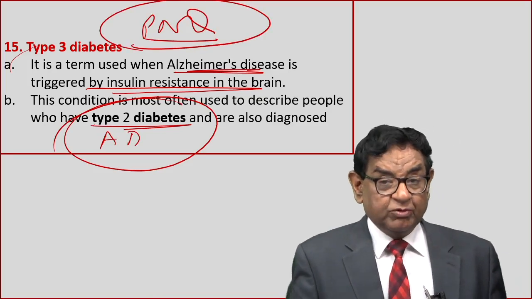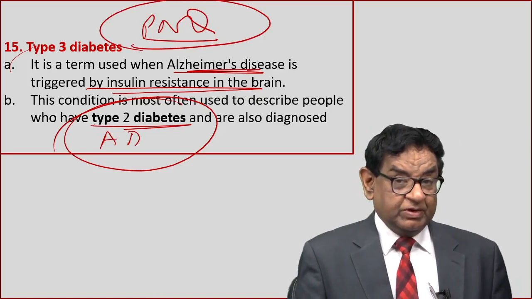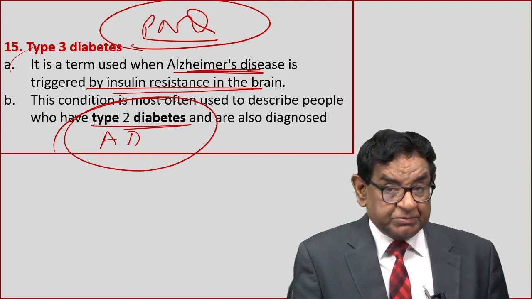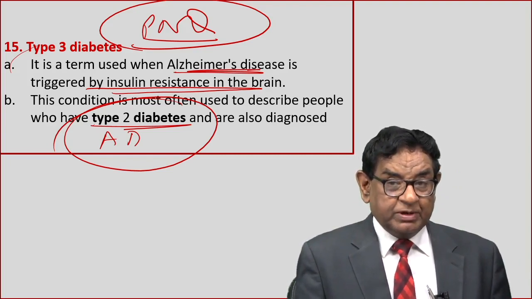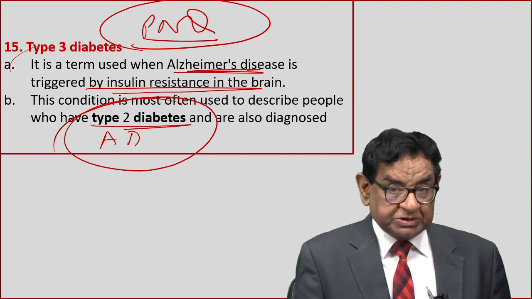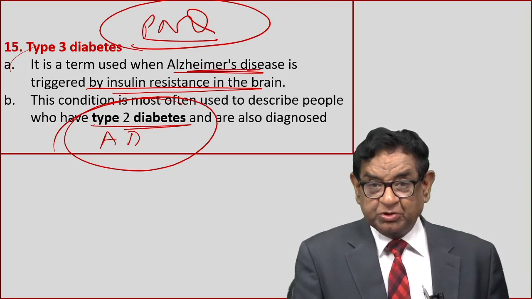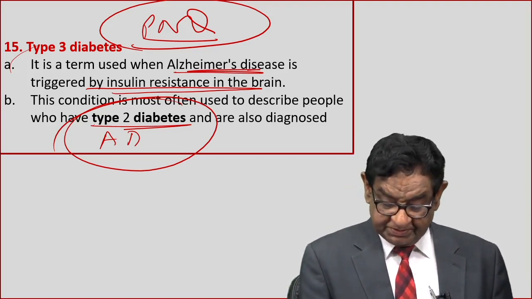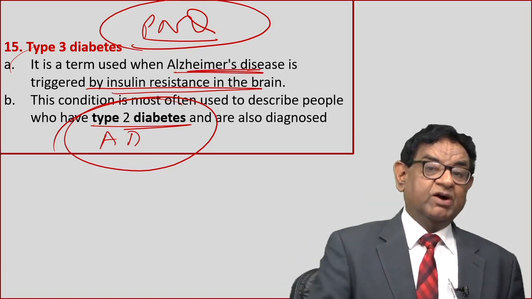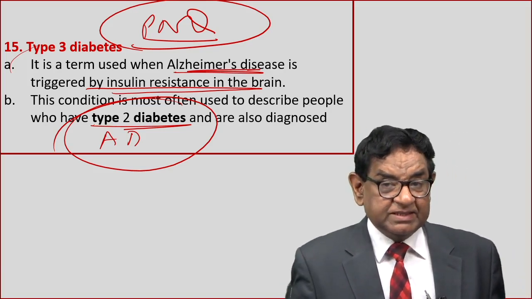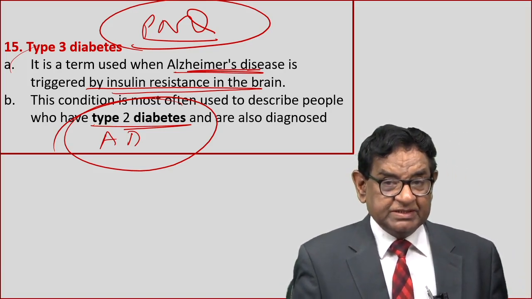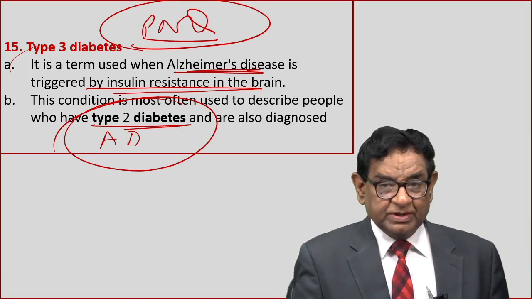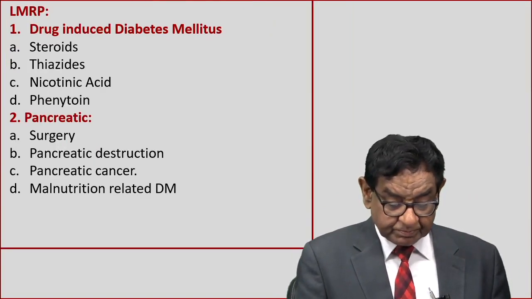The question is a prospective new question. What they are going to ask you is, type 3 diabetes is type 2 diabetes associated with which other disease? The answer should be Alzheimer's disease. Or the other way around, they can ask, Alzheimer's disease is strongly associated with which disease? The answer should always be diabetes.